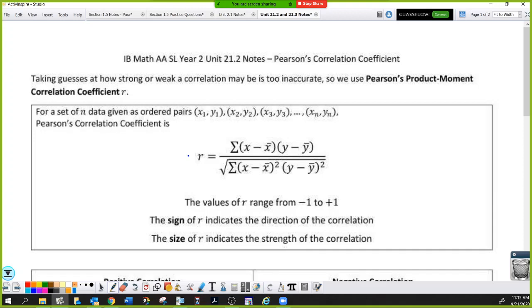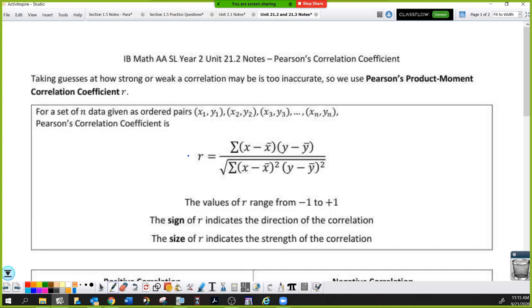The sign, whether it's positive or negative, indicates the direction of the correlation. So if your R value is positive, that's a positive correlation. If your R value is negative, that's a negative correlation. The quote-unquote size of R indicates how strongly they are correlated. The closer to +1 you can get, the stronger the correlation.